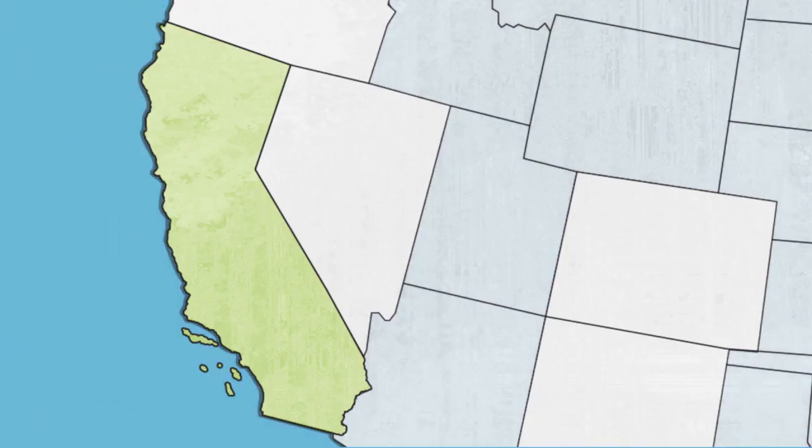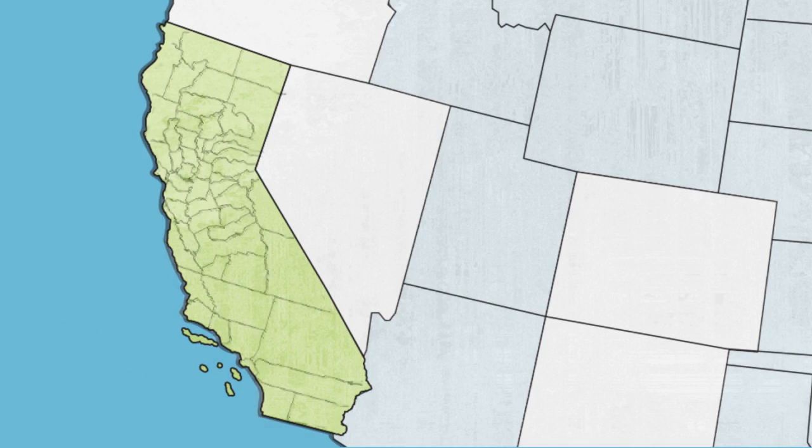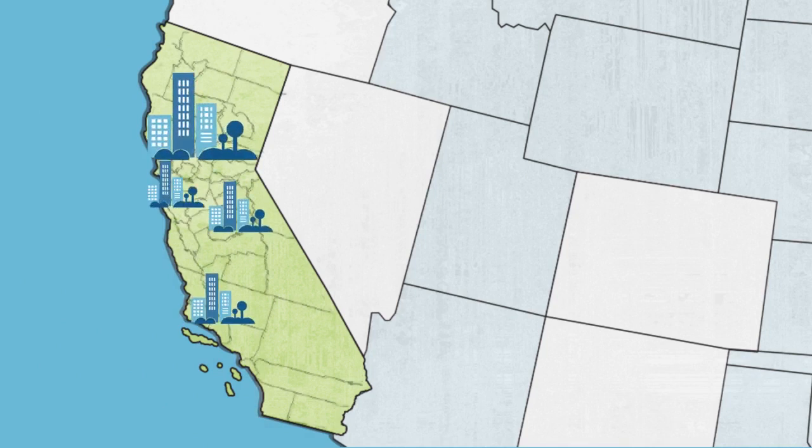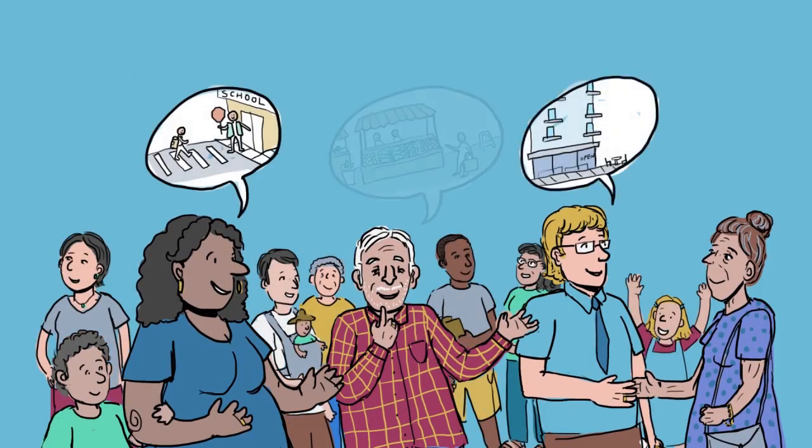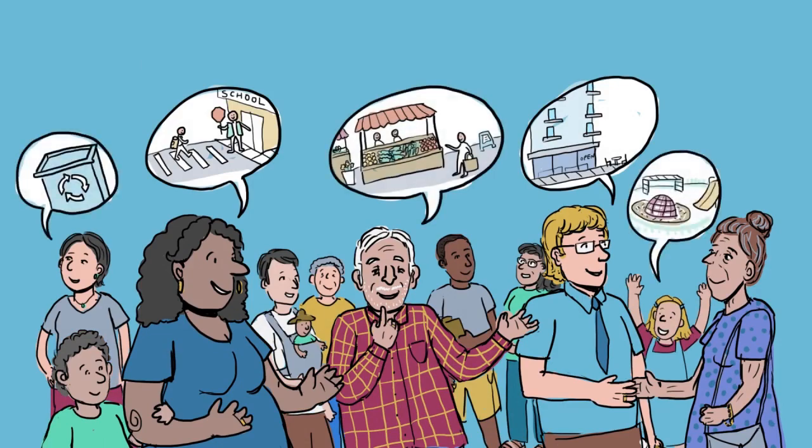The state of California requires all cities and counties to prepare general plans that address future growth and change within their boundaries. Through their general plans, local jurisdictions establish a comprehensive vision of how their communities will evolve over the next 15 to 20 years.